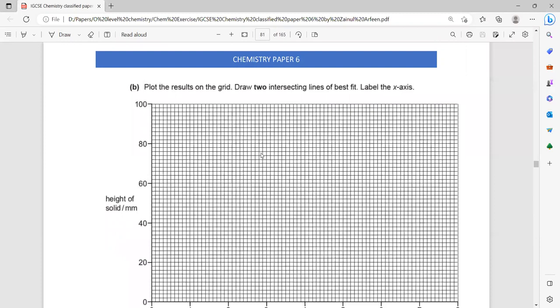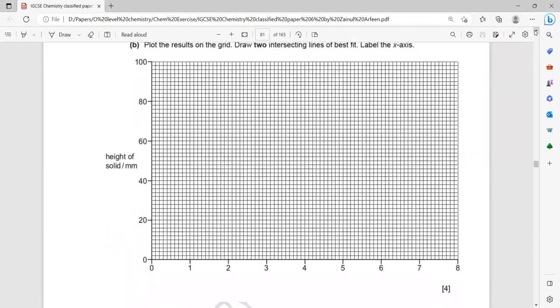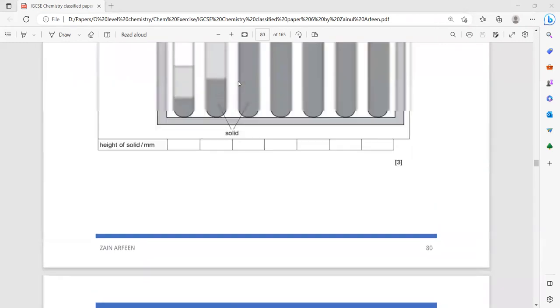Plot the results on the grid. Draw two intersecting lines of best fit and label the x-axis. So on the y-axis, we have the height of the solid which is formed. So what should be there on the x-axis?